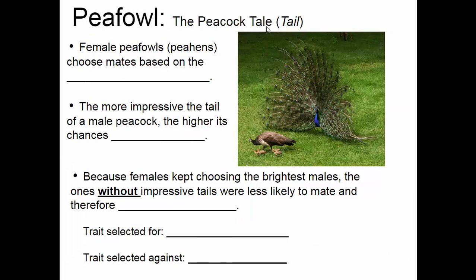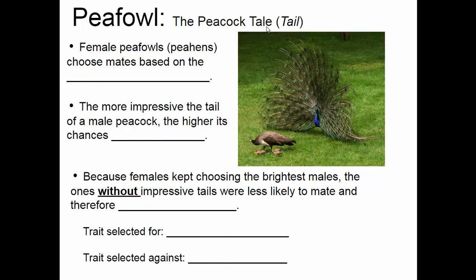Let's talk about an example. This is not exactly natural selection. In natural selection, what's deciding which organisms survive and which don't? Nature. This is an example of something called sexual selection. Many species that reproduce sexually have evolved through this process of sexual selection.